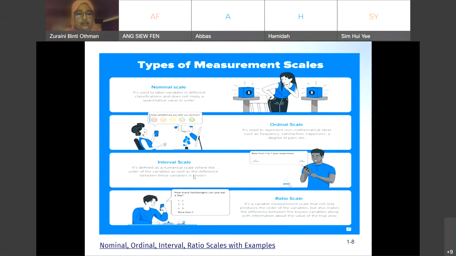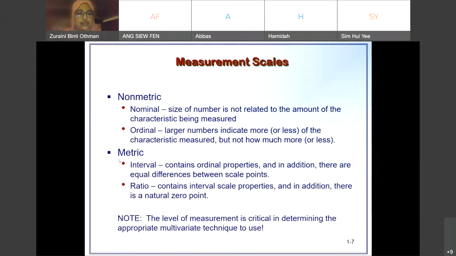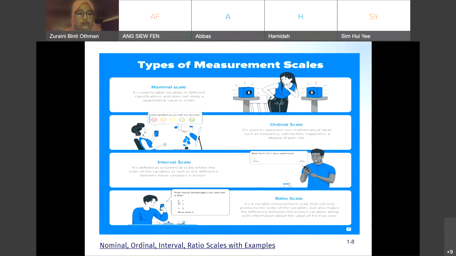Okay, that is the data for the metric. And for the metric, another scale is ratio. We put it in a range. For example, how many hamburgers can you eat a day? Between 1 and 2, between 2 and 3, between 4 and 5, more than 5. It's a variable measurement scale that not only produces the order of the variable but also makes the difference between the variables known, along with information about the value of the true zero.